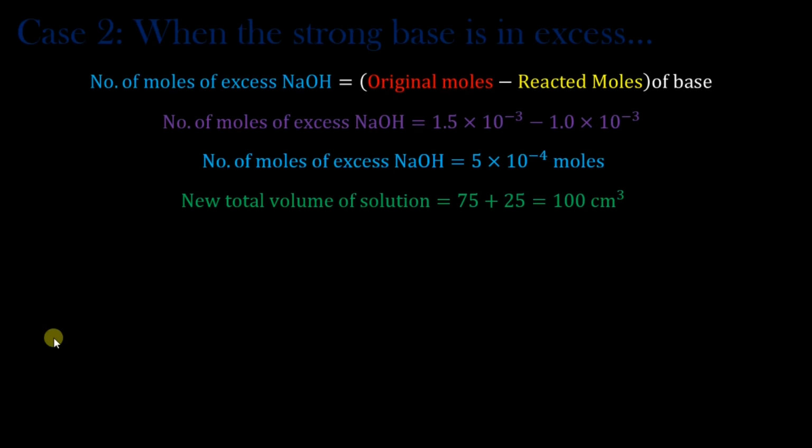That is, we say now 100 cubic centimeters of solution contains 5 × 10^-4 moles of sodium hydroxide. Then what about 1000 cubic centimeters of solution? It will contain 5 × 10^-4 times 1000 divided by 100, and that will give us 5 × 10^-3 molar.